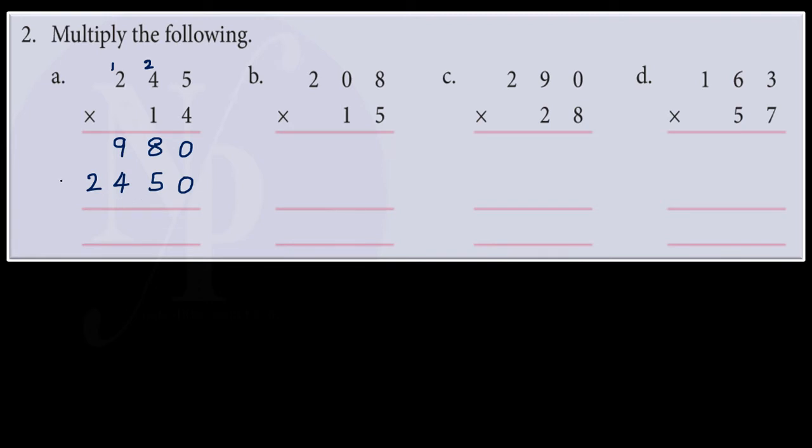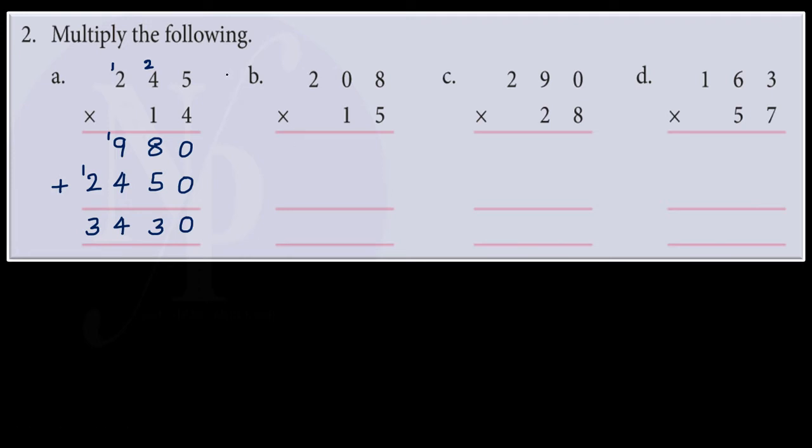And we add these numbers now. 0 plus 0 is 0. 8 plus 5 is 13. 1 plus 9 is 10. 10 plus 4 is 14. 1 plus 2 is 3. 3430 is the product of 245 and 14.